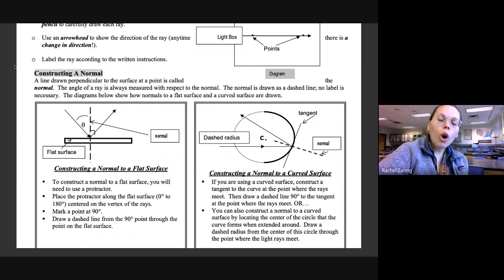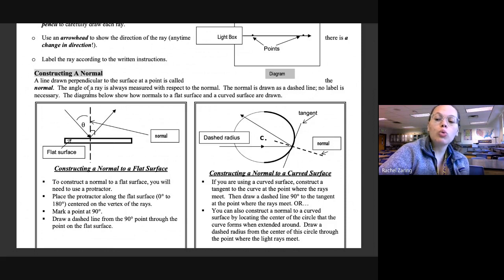You also always draw the normal with a dashed line. You don't have to label the normal as the normal because the dashed line is what indicates that that is what the normal is. So let's look at this image for constructing a normal to a flat surface. Your flat surface in this lab is your mirror.